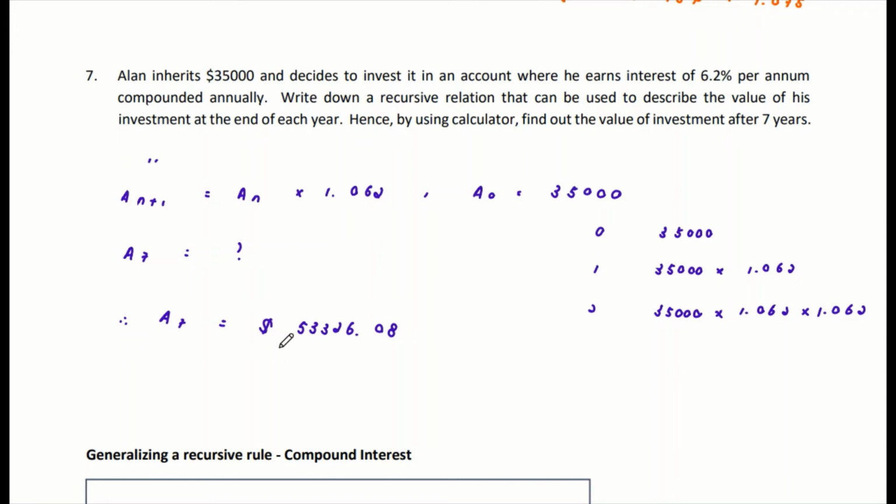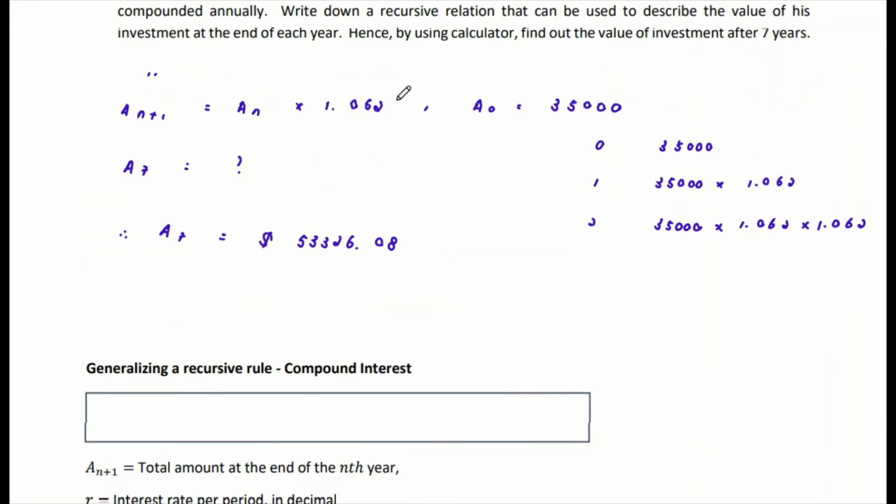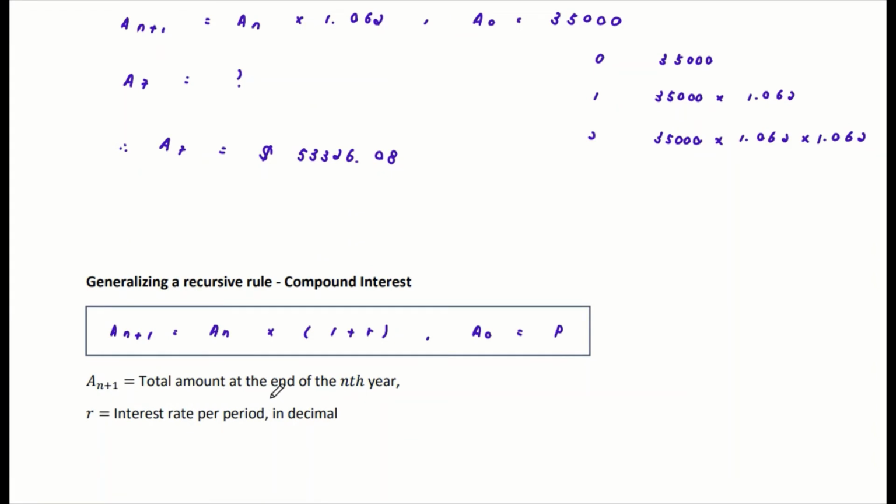Okay, so now we will be writing down a recursive rule for compound interest. So this one is very direct as well. It's the same thing that we were dealing with just now. So every time you see that we are writing down a recursive rule for compound interest, how you get the future value in your account is by using the current value. You multiply the value of 1 plus r. Okay, then remember that you need to write your A0, so the A0 here will always be your principal. Okay, so it's the total amount of value at the end of the n year. Then after that, how do you calculate your r? The r will always be in decimal.